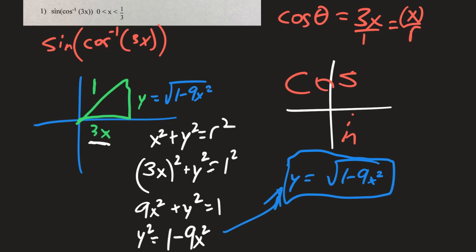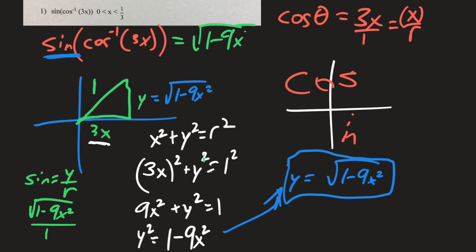Great. Now, what was my problem asking me for? It said, hey, can you tell me the sine of this triangle? Well, based on what we know, we've got that sine is equal to y over r. Let's just plug in the numbers. Y is square root 1 minus 9x squared, and r is going to be 1. And if we simplify this down, we should just get square root 1 minus 9x squared.